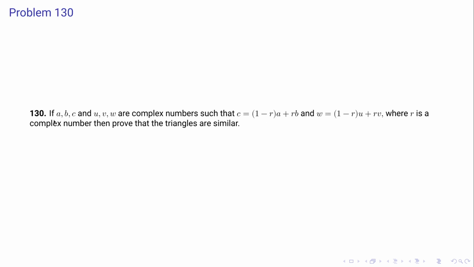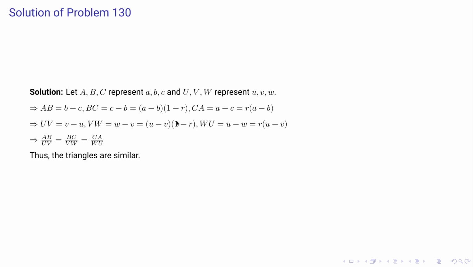Problem 130 says that if A, B, C and U, V, W are complex numbers such that C is equal to 1 minus R into A plus RB and W is equal to 1 minus R into U plus RV, where R is a complex number, then prove that triangles are similar. It's a very simple question actually. I think it is one of the easiest problems in this set.